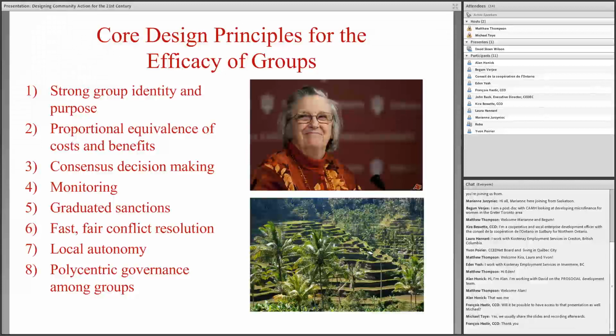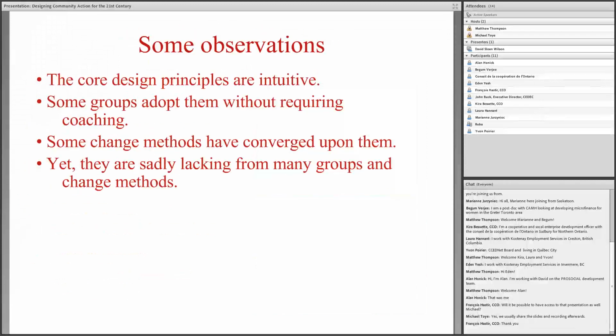And then finally, because this is multi-scalar, scale independent, everything that I've said about the organization of a group applies to the organization of a multi-group population, a group that exists in an ecosystem of other groups. Ostrom called that polycentric governance. And so there you have it. These are the ingredients that make groups function well.